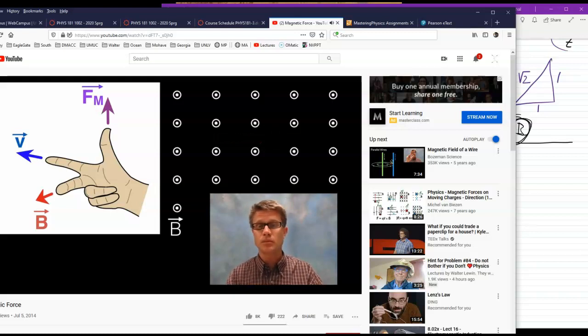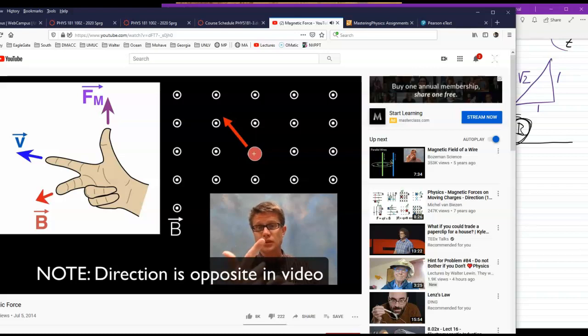And so let me give you a harder problem. Let's say we have a magnetic field like this, and we have a charged particle, a positive particle that's moving up and to the left. And so how do you figure out where that magnetic force is going to be? Well, first of all, make your hand like this, and then you're going to point your index finger in the direction of that moving charge. So I'm moving it up and to the left.